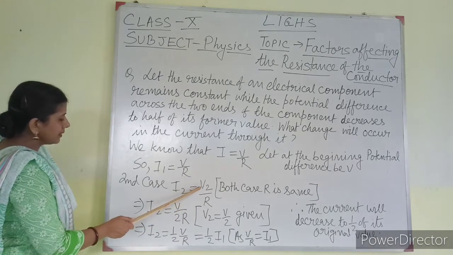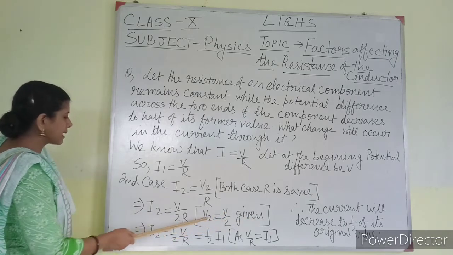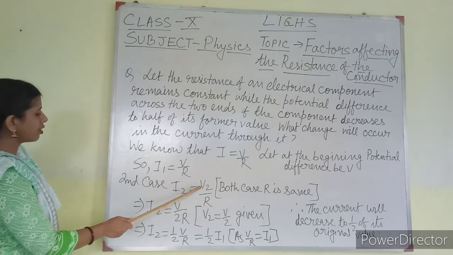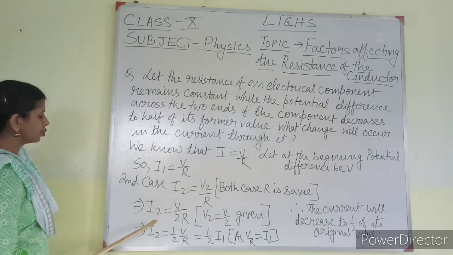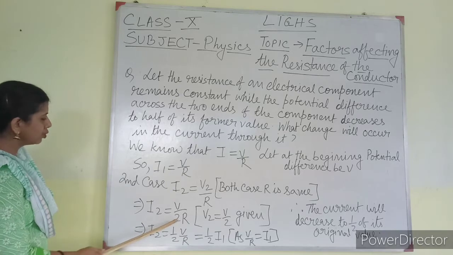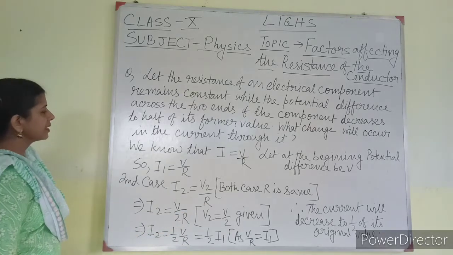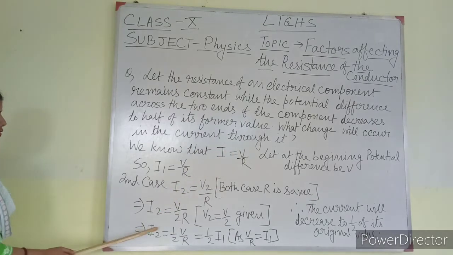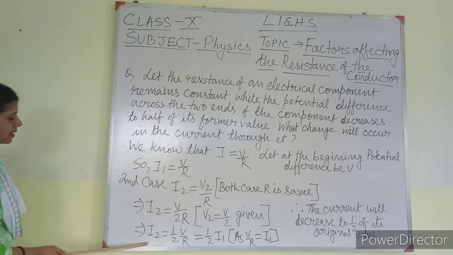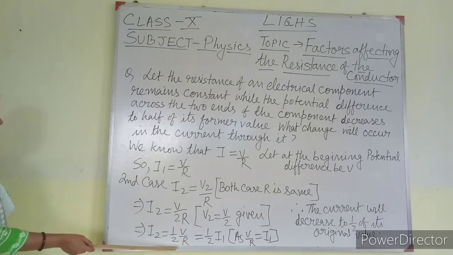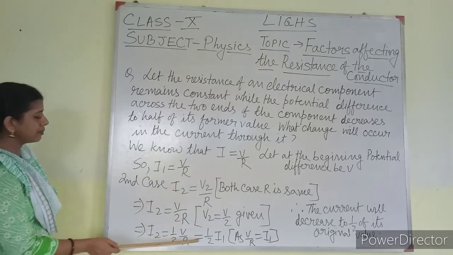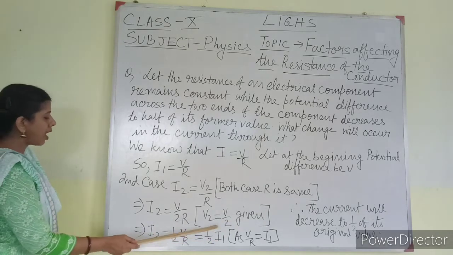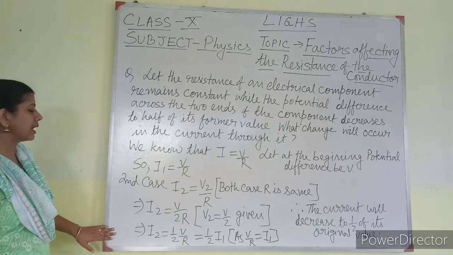Now it is given that V2 equal to V by 2. As per the question V2 is V by 2. So in this equation, in place of V2 I am taking V by 2. So I2 equal to V by 2 and R is as it is. Here I got I equal to V by R, so I can write I2 as half V by R. Now V by R can be written as current I1. So I2 equal to half I1. This I got as the answer.